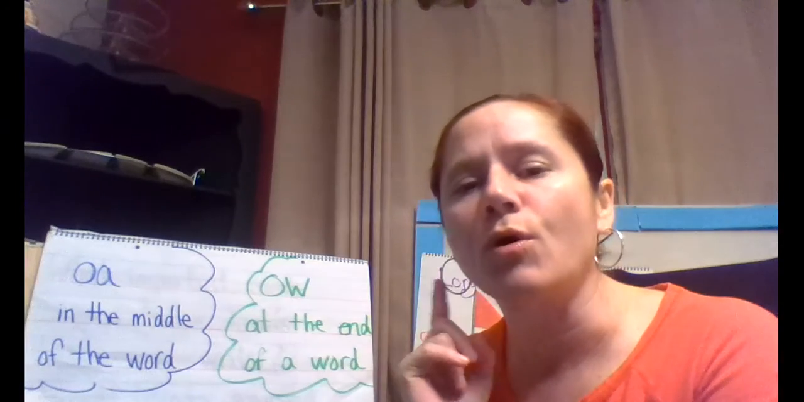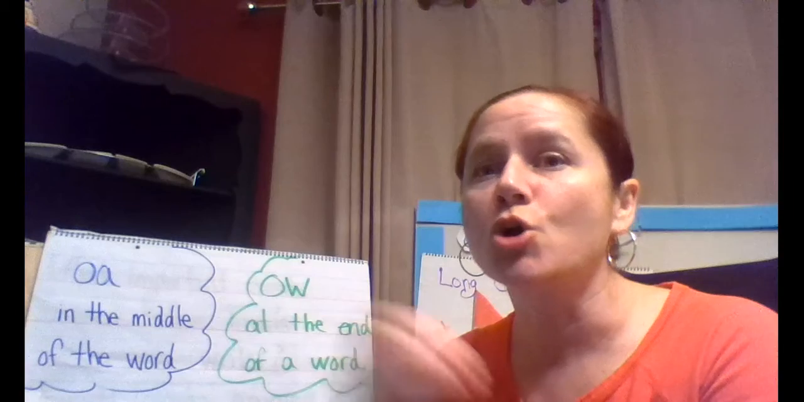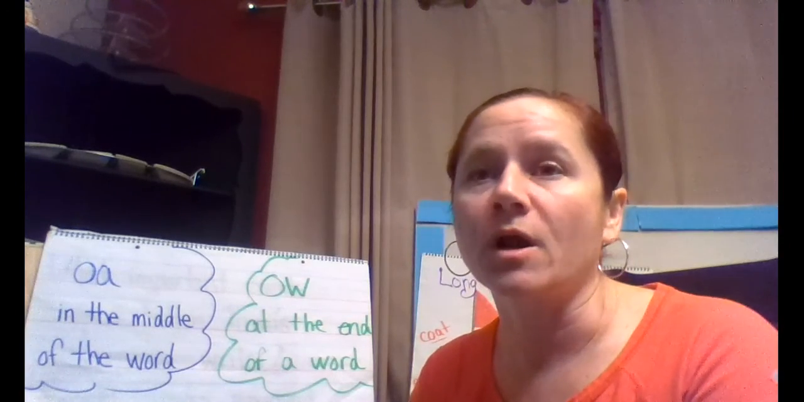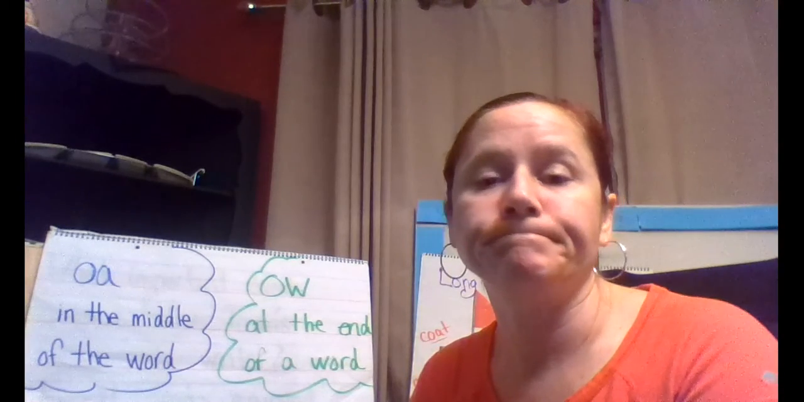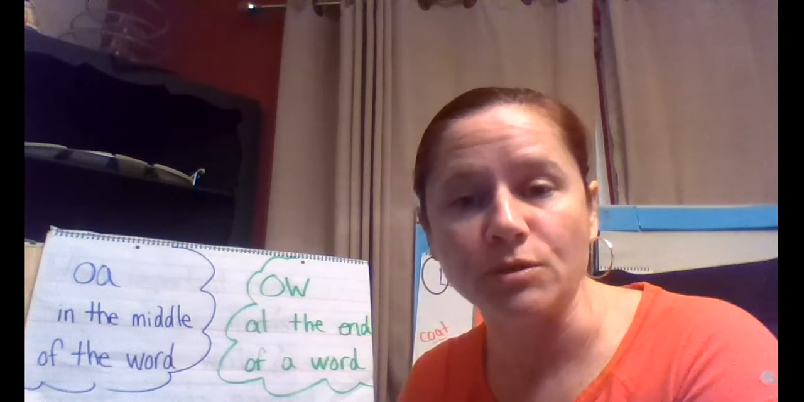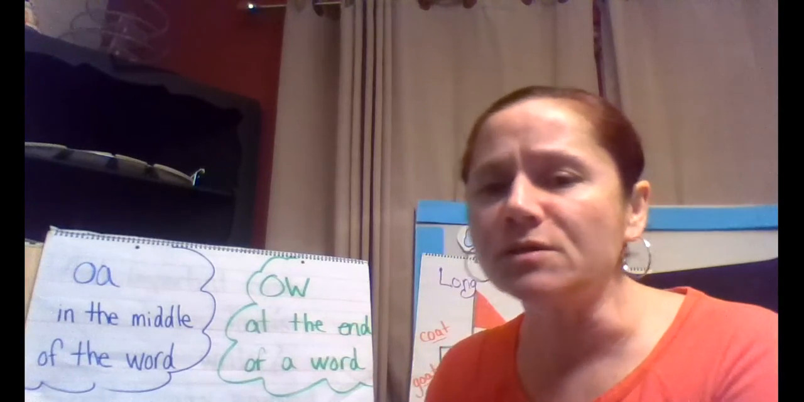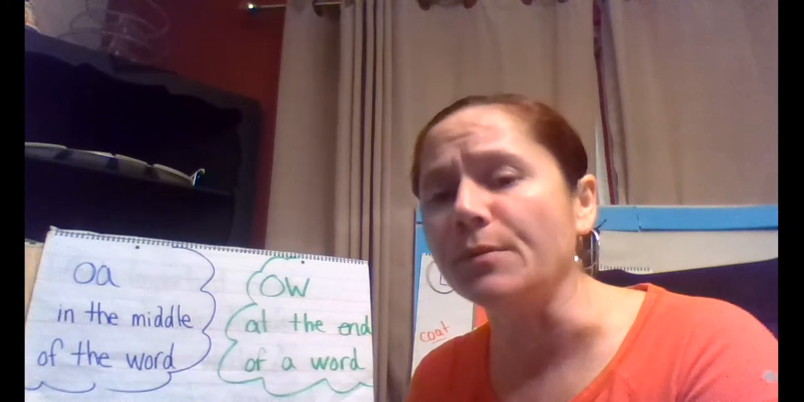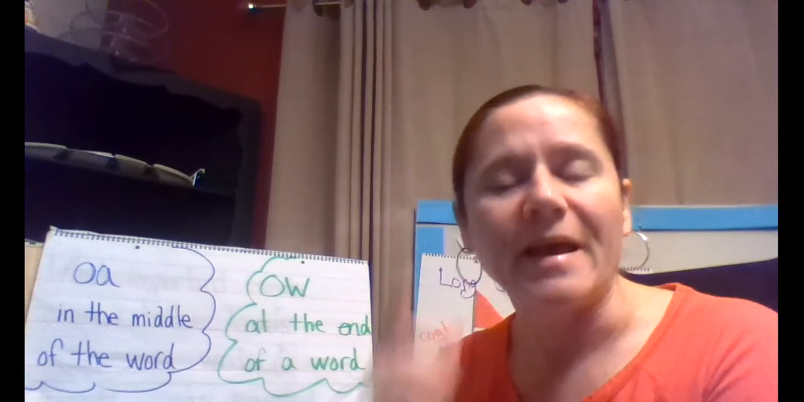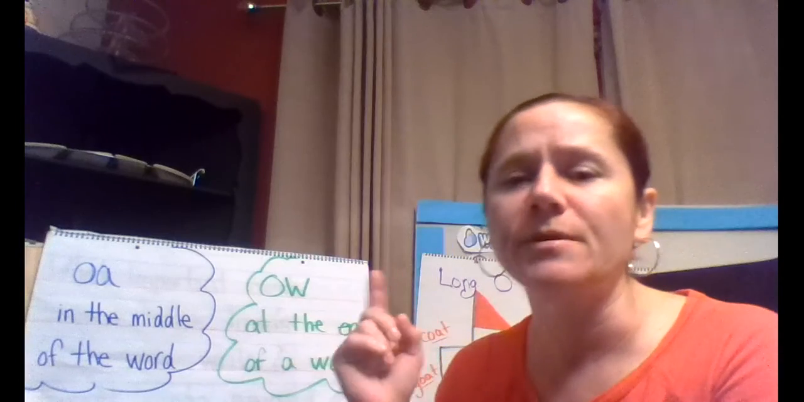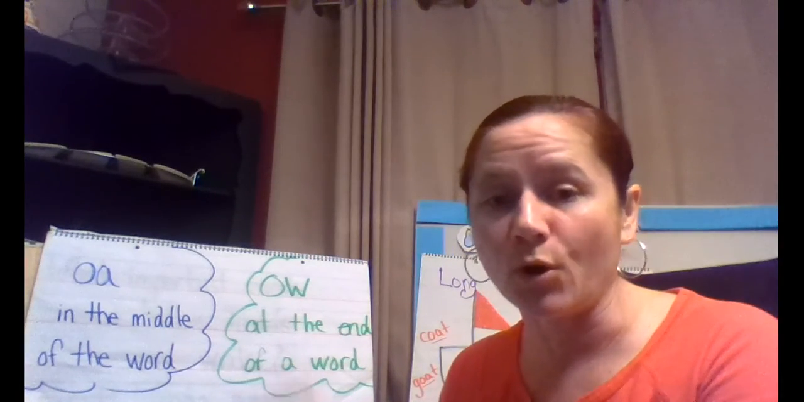Now you'll hear long OA when it's in the middle of the word, like goat or soap, or what's another one? Toast. So you'll hear that OA in the middle of a word. You also hear a long O, OW at the end of the word, like grow. And it ends in that O. When you hear a word that ends in an O, it's more than likely going to have OW.